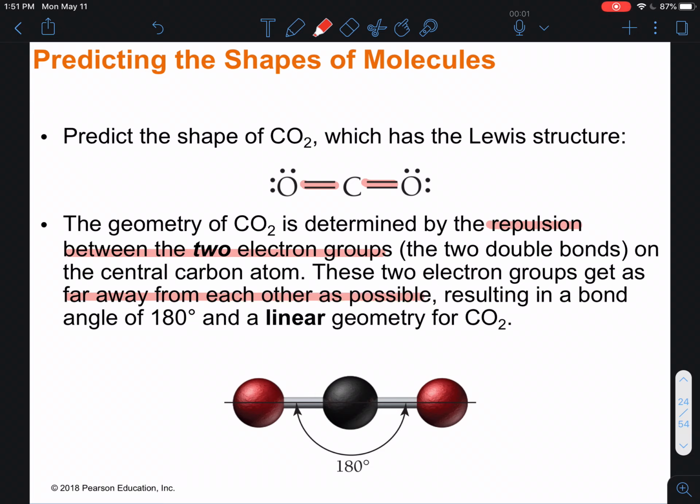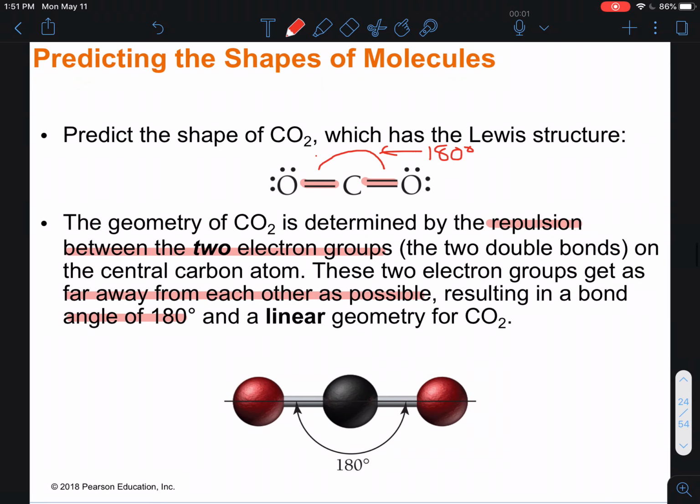Because there's only two things around the central atom, a double bond here and a double bond here, the furthest away those two double bonds can get from each other is exactly an angle of 180 degrees. I'll just draw it right here, my angle, and this is 180 degrees. And here it is drawn down here for you.